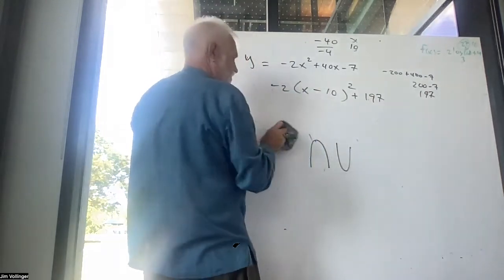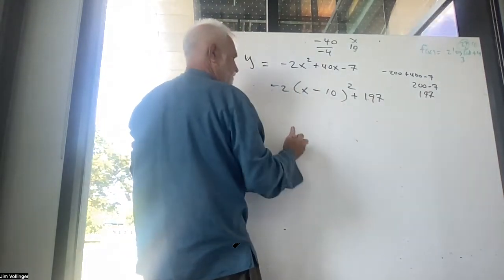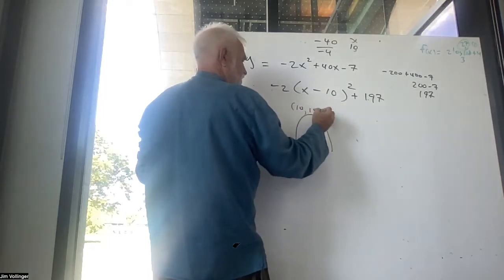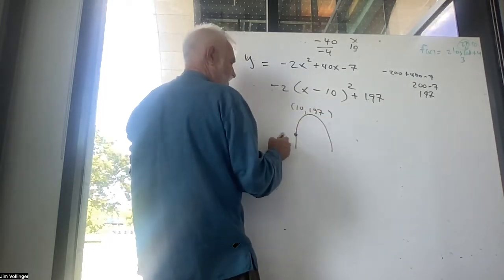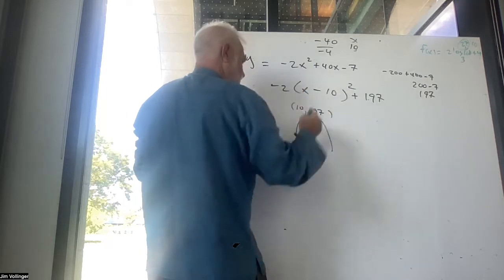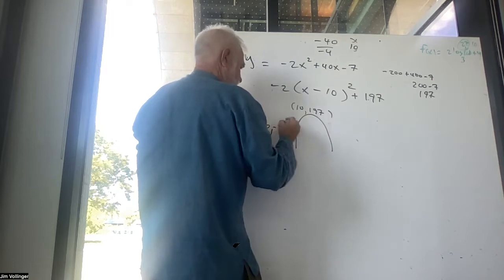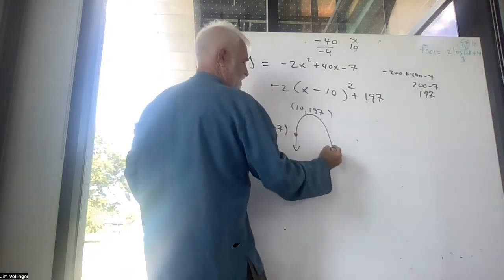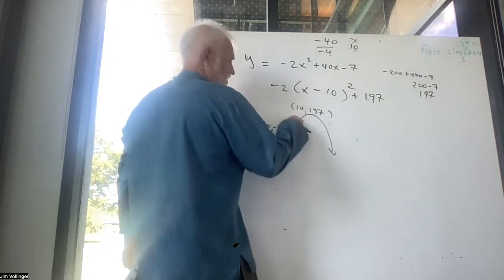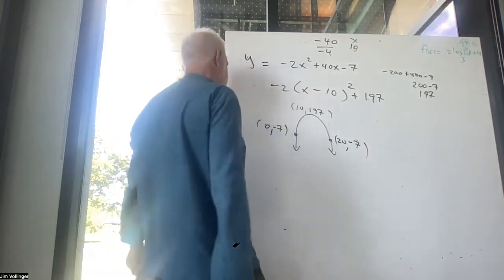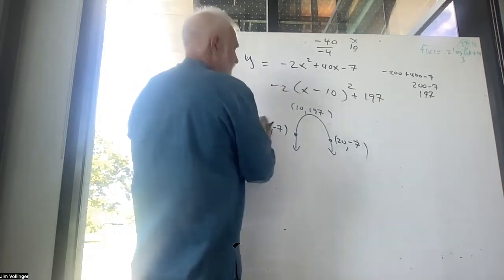I see a negative, it's cup shaped down. I see the vertex 10, 197. 0 is on this side on the increasing, so again, it's a positive 40. So 0 gets us -7. Arrows would be nice. And 0, 10, so 20 also gets us. If you wanted to have symmetry there. Last one.